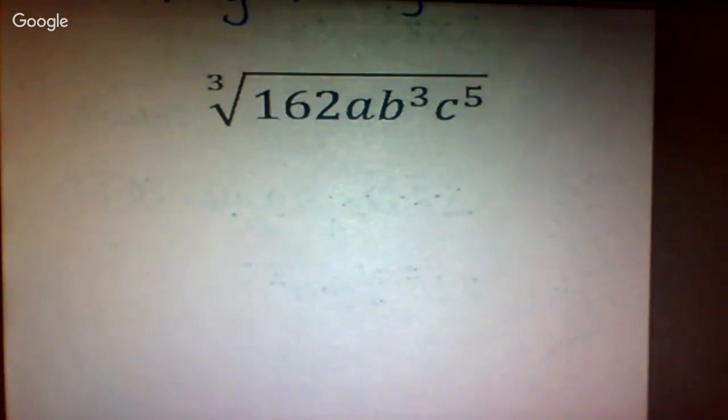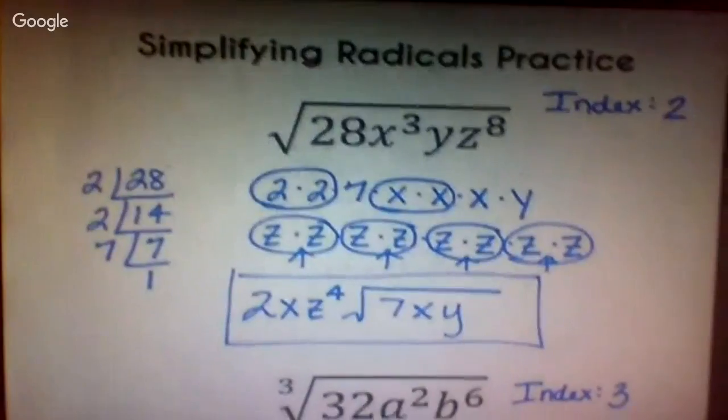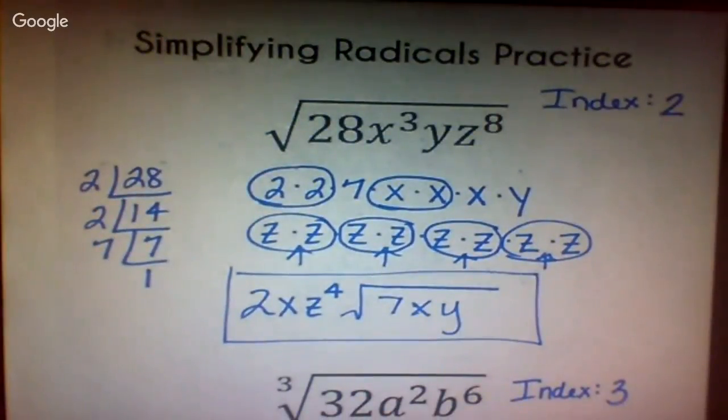Okay. We need to finish our notes from yesterday. We had 3 problems we left off doing. So those of you that were absent, we're in this one that says simplifying radicals practice. And all you do is fold it in half and make a booklet. Okay. So we've got 3 on the inside that we're going to do. And hopefully that'll catch you up.